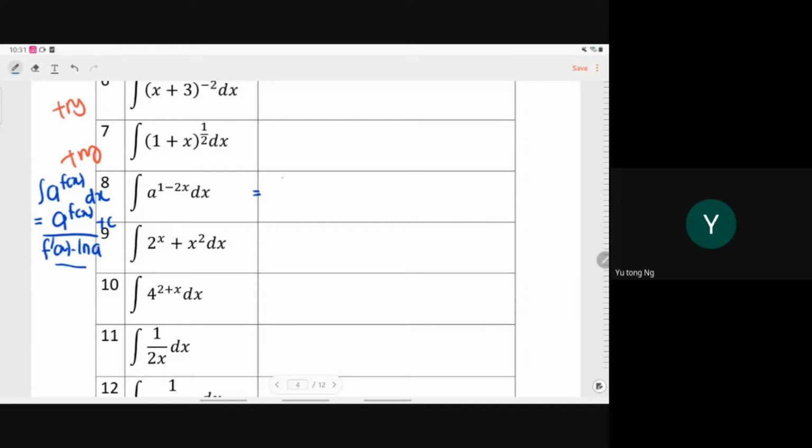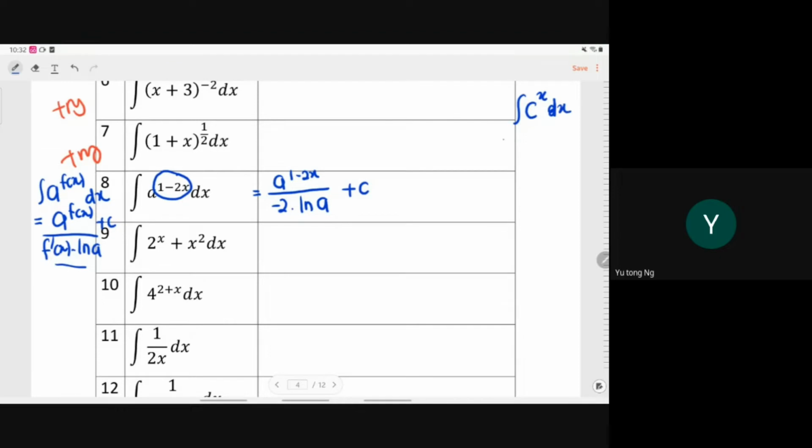So we write down a to the power of 1 minus 2x over, differentiate 1 minus 2x, so we get negative 2, multiplied with ln a plus c. We cannot simplify this further, so we're going to leave it just like that. Now when you're trying to integrate any number c to the power of x dx.